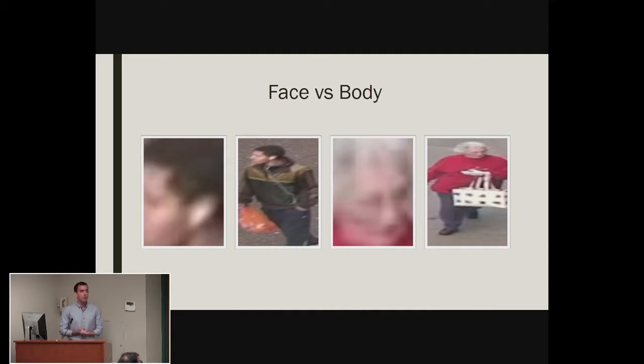In addition to all of those, according to the literature, gender recognition from the face works better than gender recognition from the body. But we found that if your input is surveillance video, then gender recognition from the body is more informative, and it's 10% more accurate than gender recognition from the face.